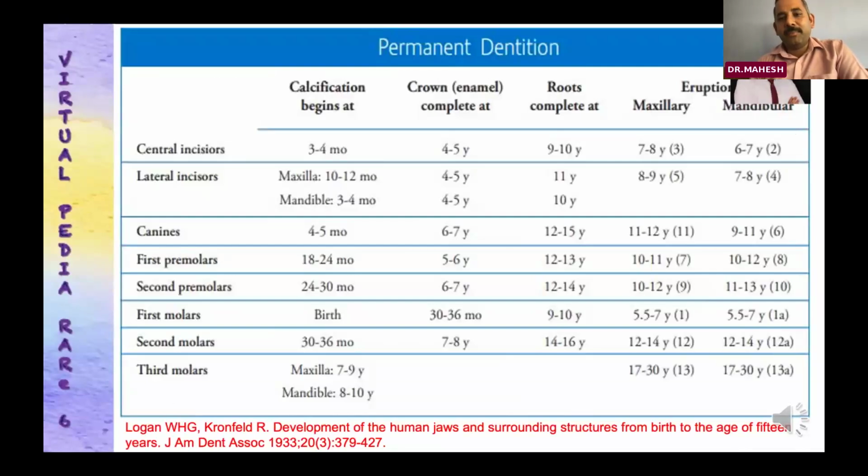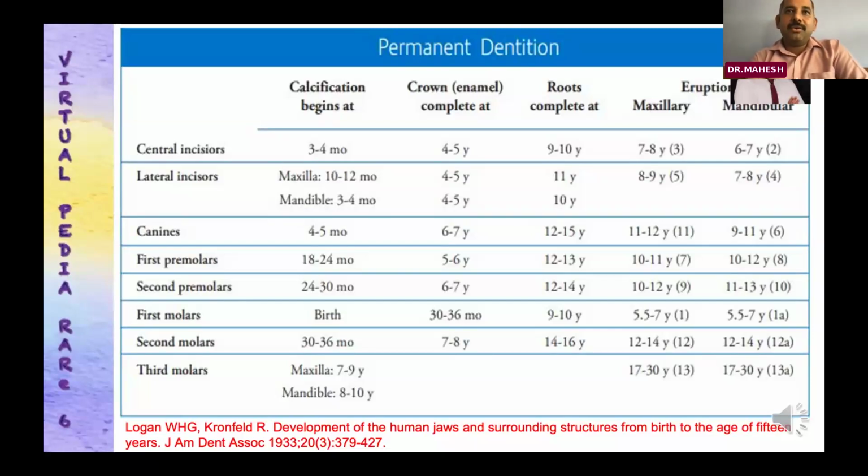Moving on to our topic, my topic is on apexification and regeneration potential. Let me start with eruption. Eruption is the movement of the tooth from its developmental position to its functional position. A tooth usually starts erupting when two-thirds of the root length is formed. It starts erupting, then it comes into the oral cavity.